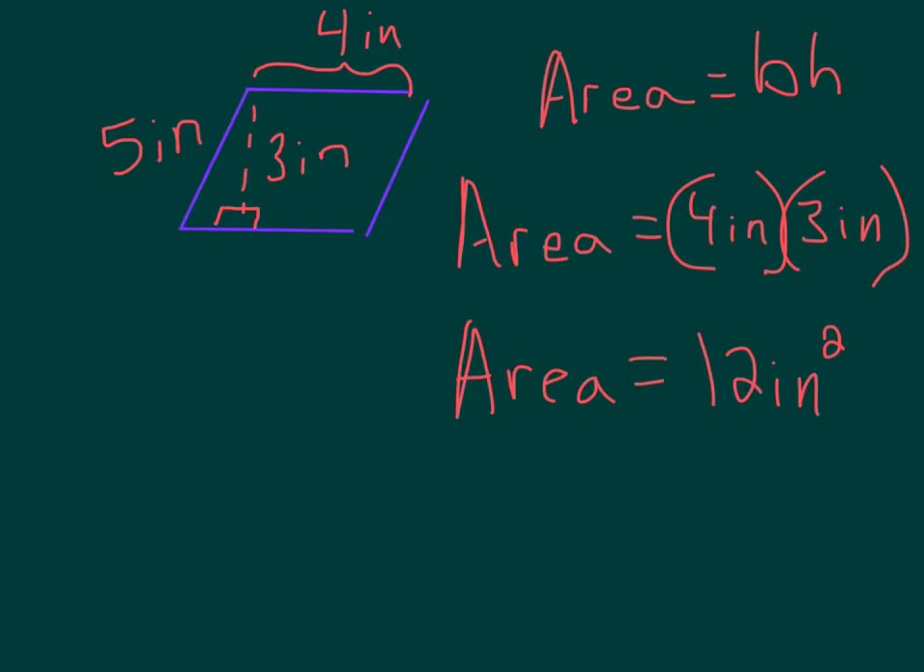Now, we would plug in the base of 4 inches and the height of 3 inches, and don't forget your units, and we would multiply. 4 times 3 gives you 12, and not only do you multiply the 4 and 3, you multiply inches by inches, so it gives you inches squared, with your area for this parallelogram being 12 inches squared.